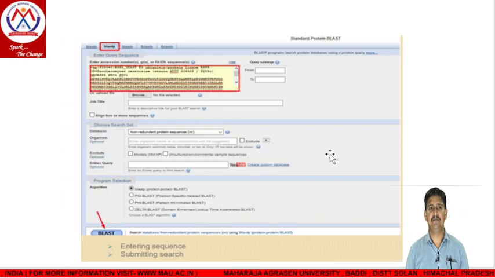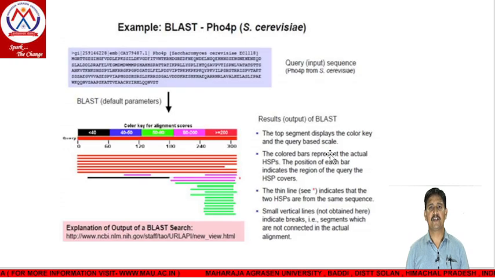When we click on the BLAST button, the next web page opens, which shows the similar sequences present in the database, as shown in the figure. The sequences which show higher similarity are shown in red, and the sequences with different levels of similarity are shown in different color coding as shown in the figure. The top segment of the result displays the color key and the query sequence: black, blue, green, pink and red.